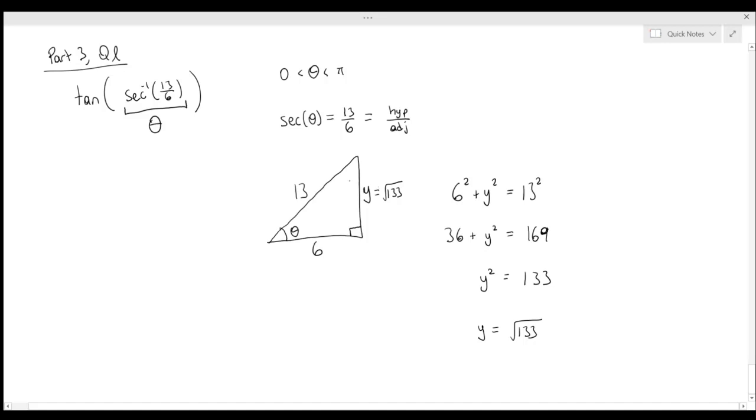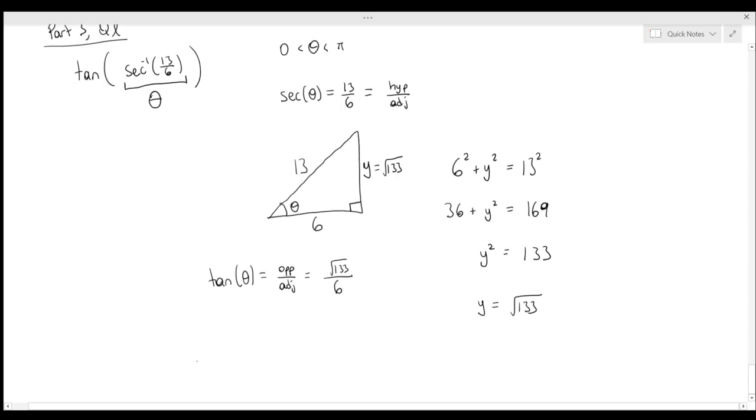Okay. Now that we have that, we're looking for the tangent of this angle. So then remember that tangent is the opposite over the adjacent. So using our right triangle, it would be square root of 133 over 6. So in summary, tangent of inverse secant 13 over 6 should be equal to root 133 over 6.